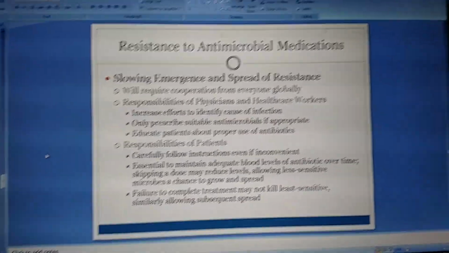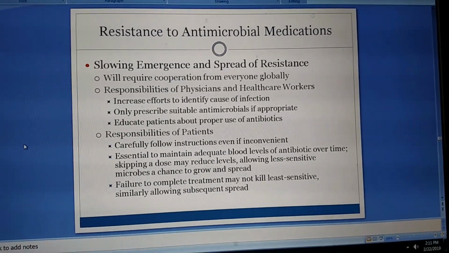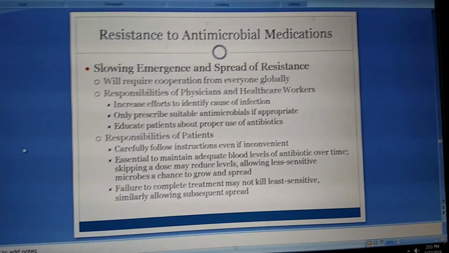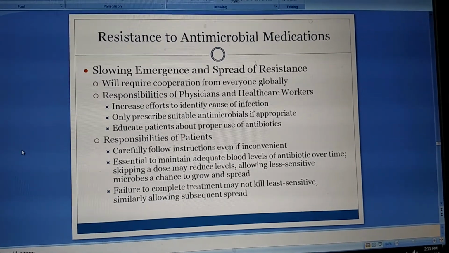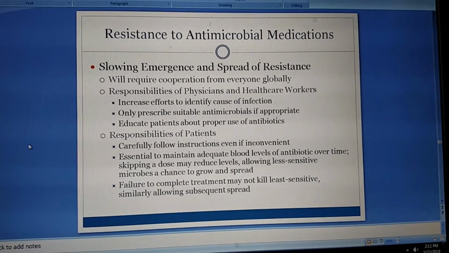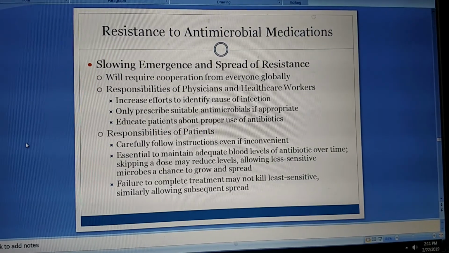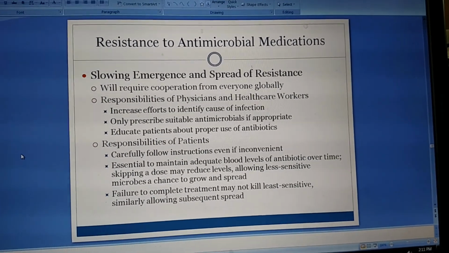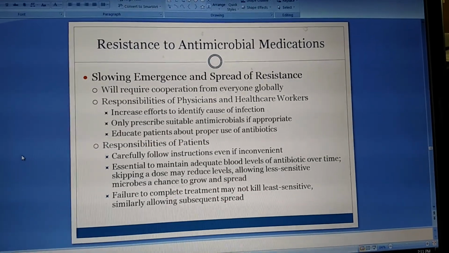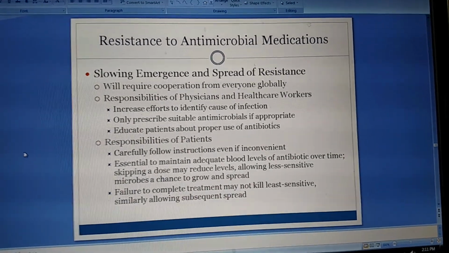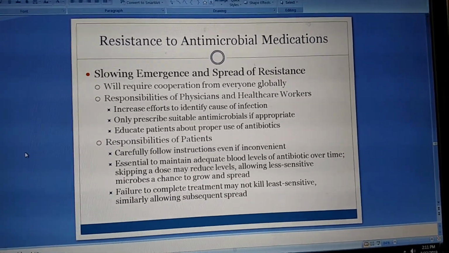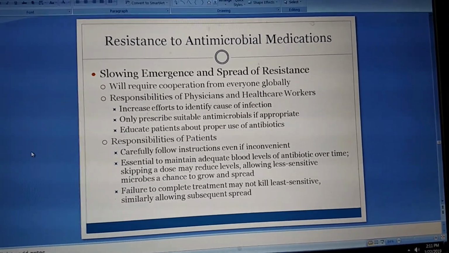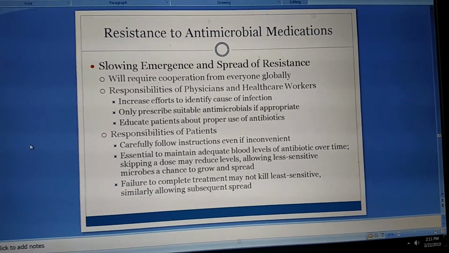So in order to slow the emergence and spread of resistance in bacteria, we actually need worldwide cooperation. It's the responsibility of physicians and healthcare workers to not just prescribe antibiotics willy-nilly. You have to educate patients about how to take them properly. Only give antibiotics if they're appropriate, right? Antibiotics don't work against viruses. Also, try to actually identify the infection so you can give something that's narrow spectrum, not broad spectrum.